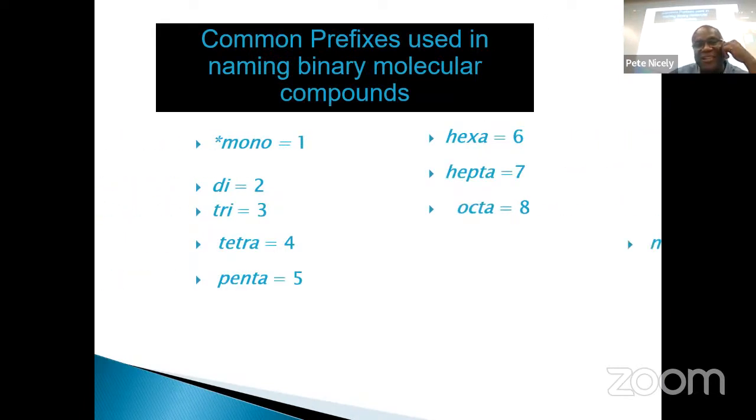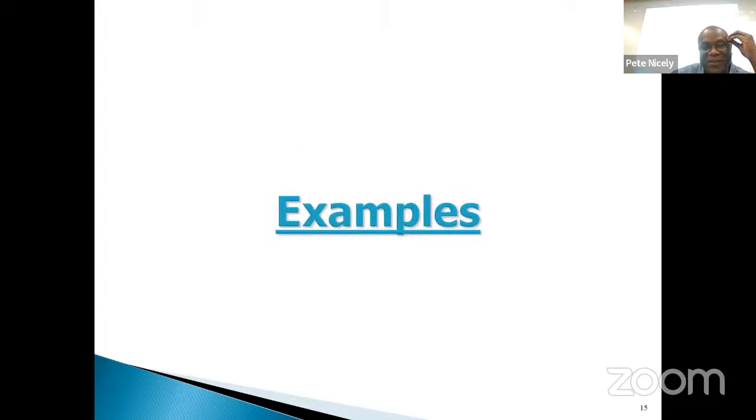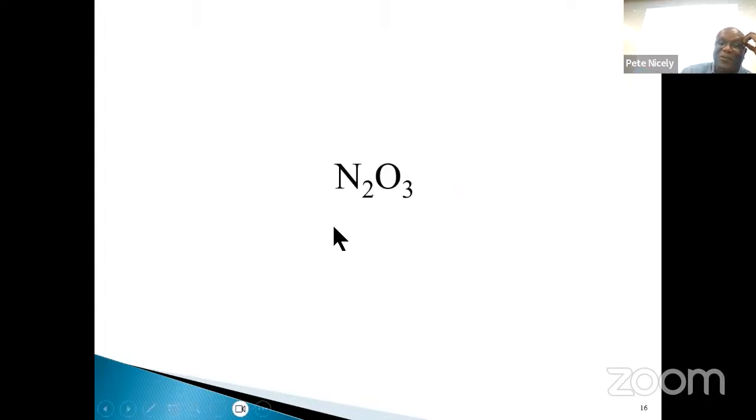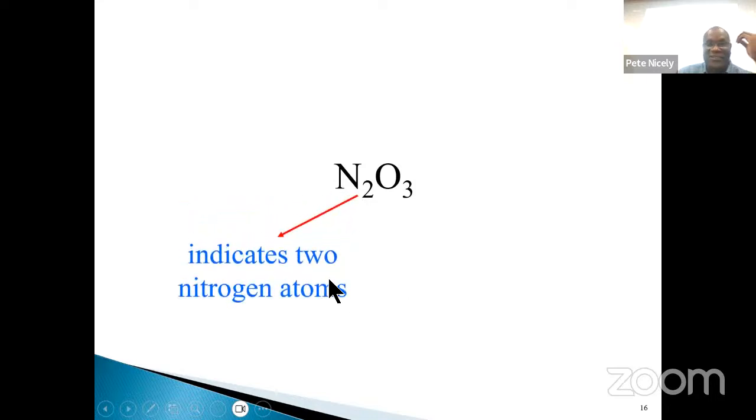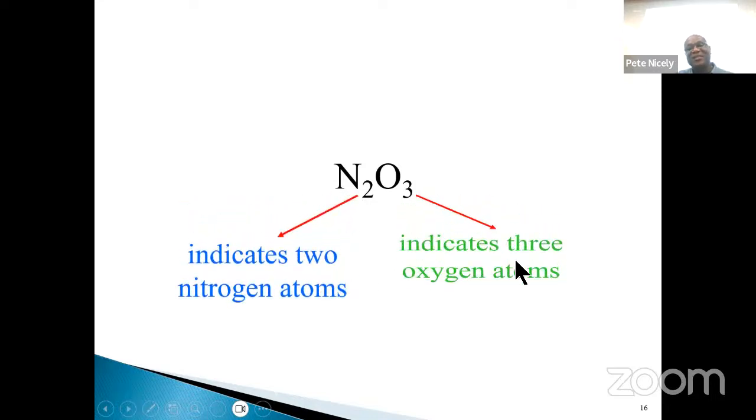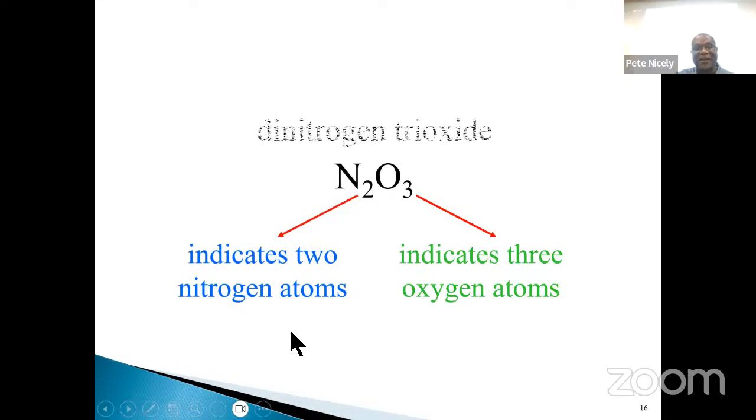Okay, I'll go into the example and explain what is missing. As I said before, there are 2 atoms of nitrogen and 3 atoms of oxygen. We have to indicate the number of atoms of each element present, right? This indicates 2 nitrogen atoms. That indicates 3 oxygen atoms. So the name of this compound is dinitrogen, because you have 2 nitrogen atoms here, and then trioxide.